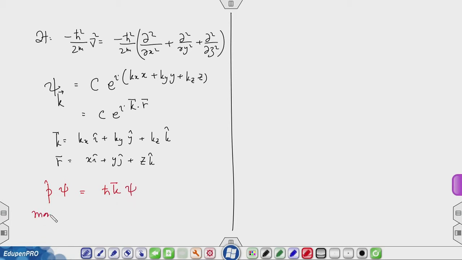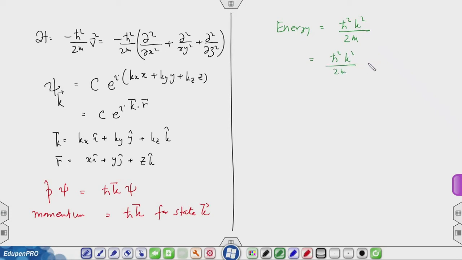So, momentum is h cross k for state k. The energy is h cross square k square over 2 m, which is h cross square k_x square over 2 m plus h cross square k_y square over 2 m plus h cross square k_z square over 2 m. I am writing it in this particular form for a reason.